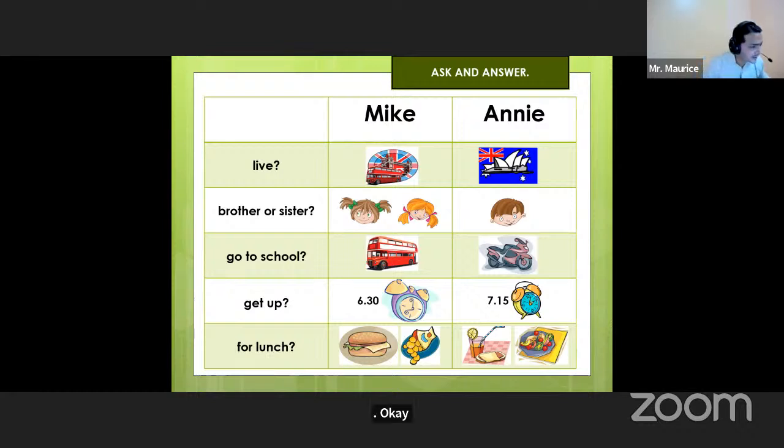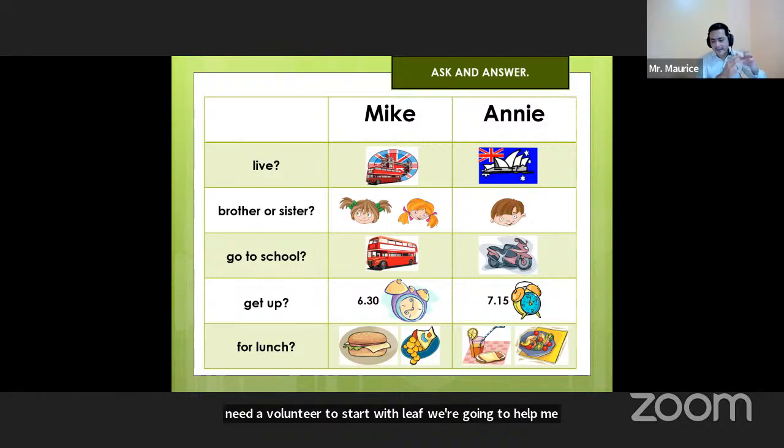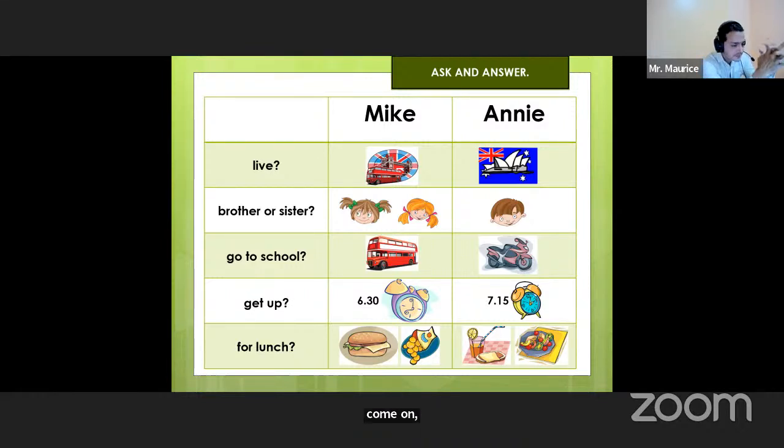Okay, it's time to start. I'll need a volunteer to start with Leaf. Who's gonna help me? Come on, guys, don't let me down. We need to practice. Come on, guys, we have 10 minutes.